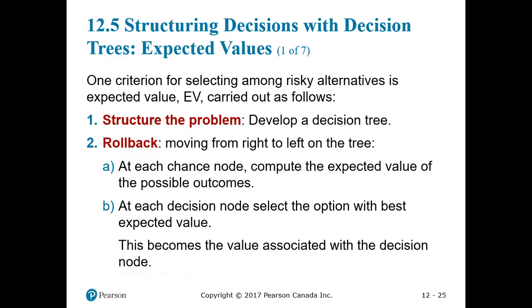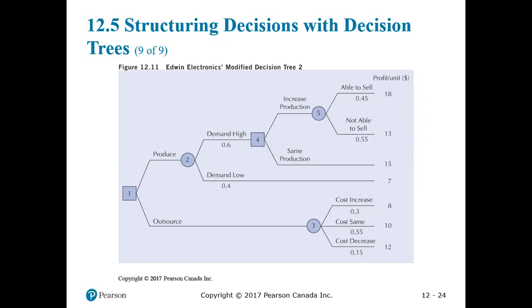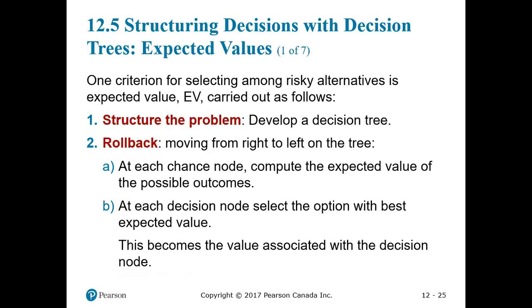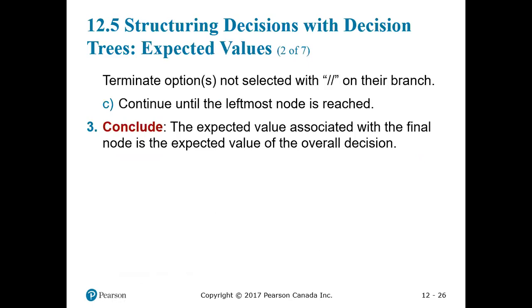As we said in our example before, we would choose to go with increased production because the expected value for increased production would be 15.25, which is greater than same production of 15. So that would be used in our calculation, and this becomes the value associated with the decision node. Then terminate options not selected. We use two slashes to indicate that an option is no longer of interest, that it is not being selected, and continue until the leftmost node is reached. So we continue until we reach node 1. In conclusion, the expected value associated with the final node is the expected value of the overall decision.